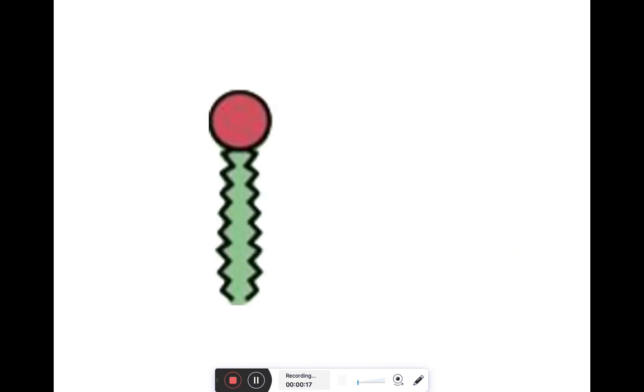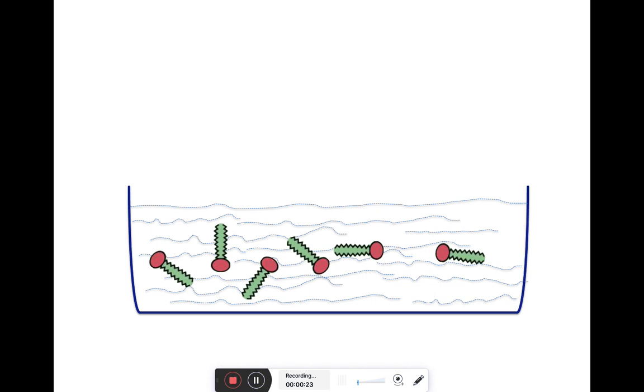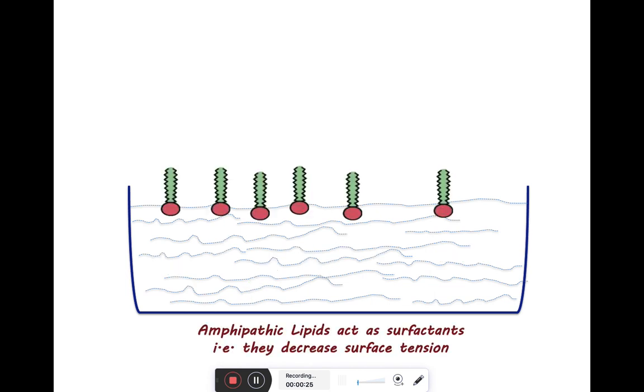As discussed in lecture 4 of Meditut, the amphipathic lipids have a polar head and a non-polar tail. And a very important role played by the amphipathic lipids is that they act as surfactants, meaning they reduce the surface tension. If the amphipathic lipid is present in a water-based medium, it forms a layer on the surface.